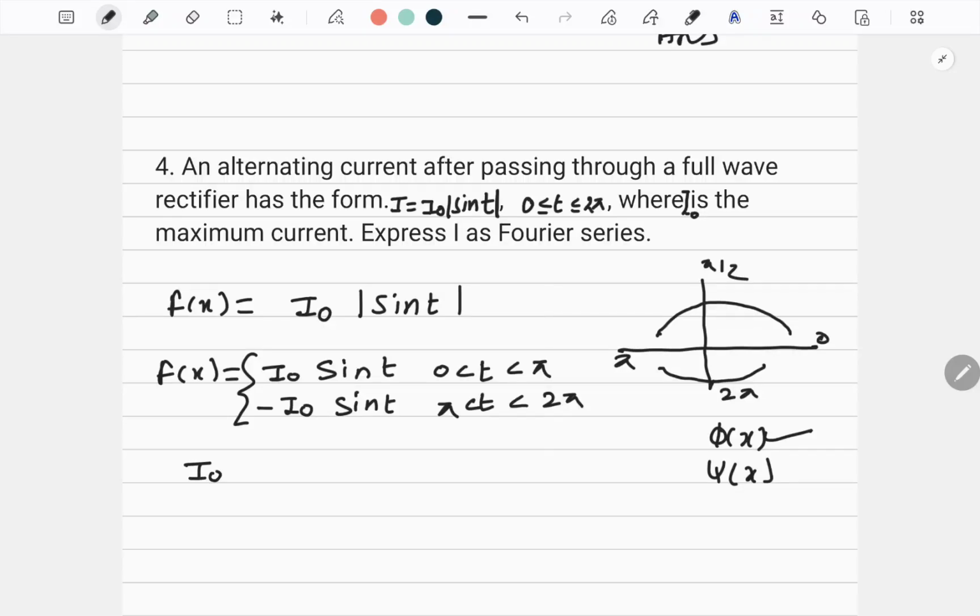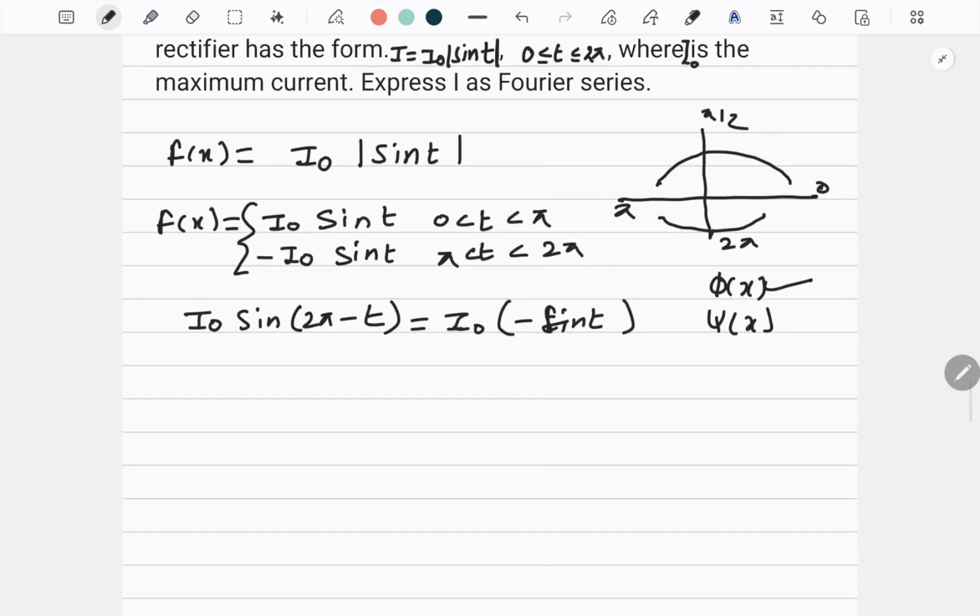So if I put I0 sin of 2 pi minus t, what will I get? I0 sin of 2 pi minus t is what? Minus sin t, which is exactly the second part. Since I got the second part, it is an even function. If I get the negative of the second part, it becomes an odd function. So the function is even.